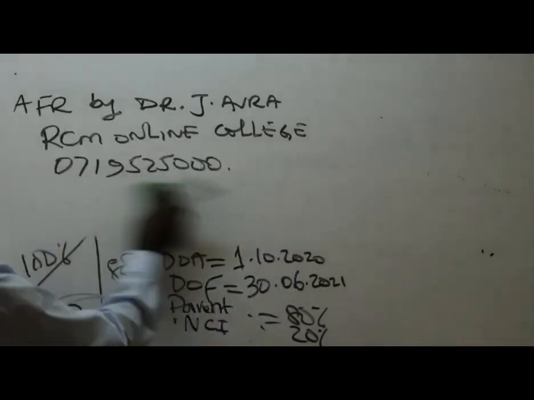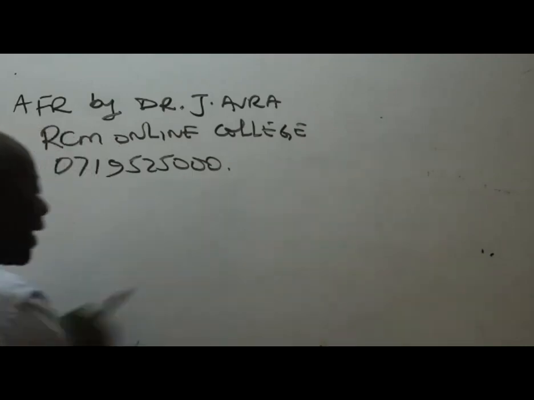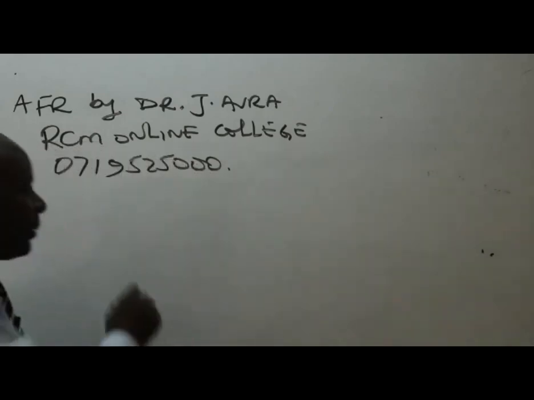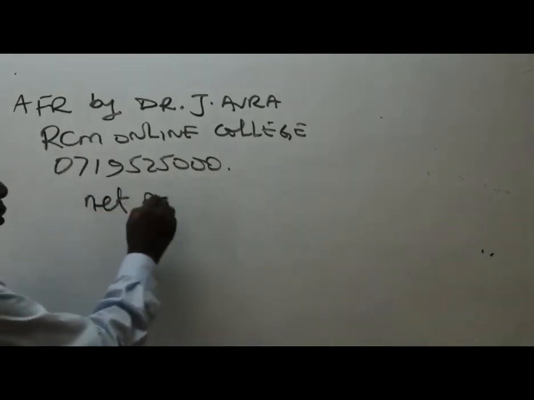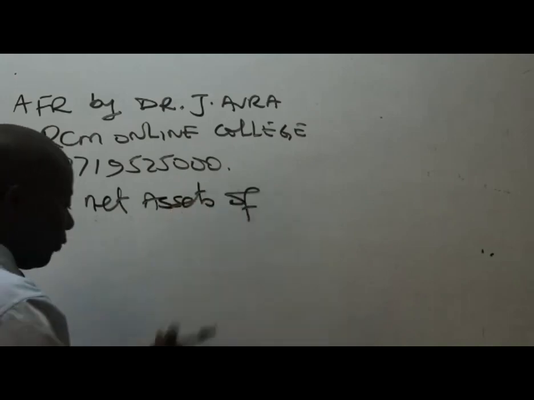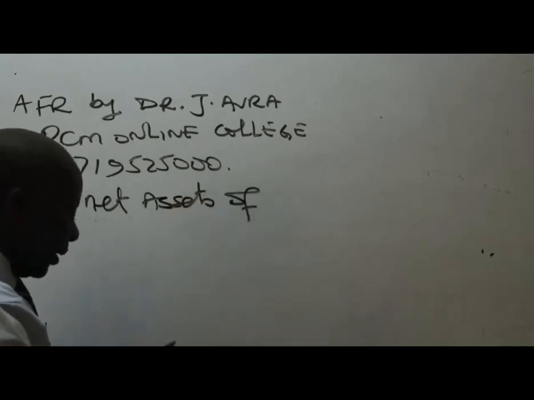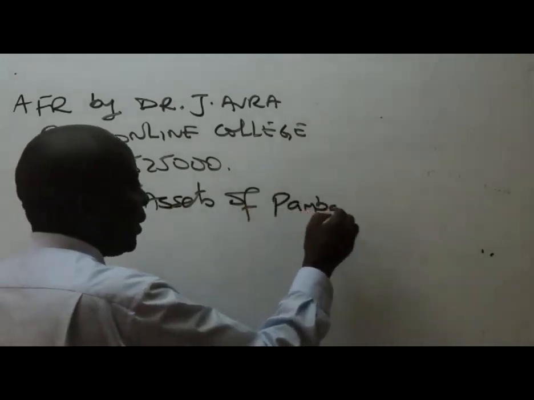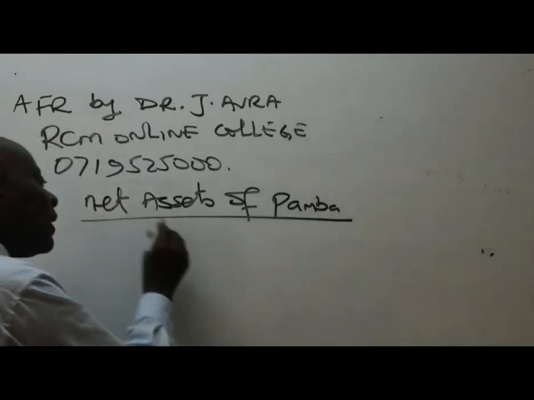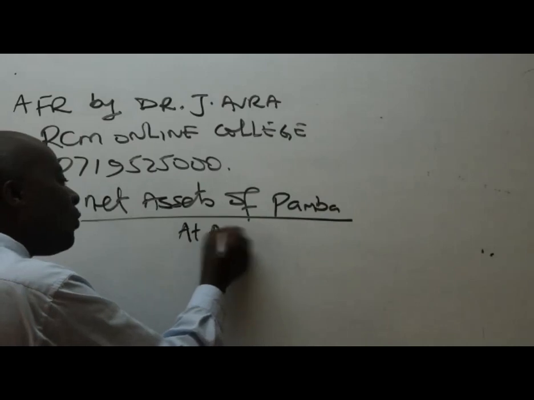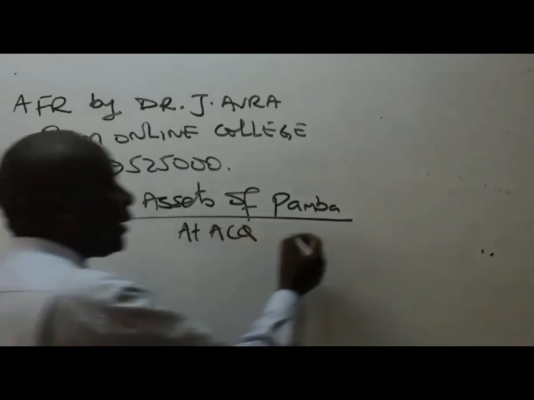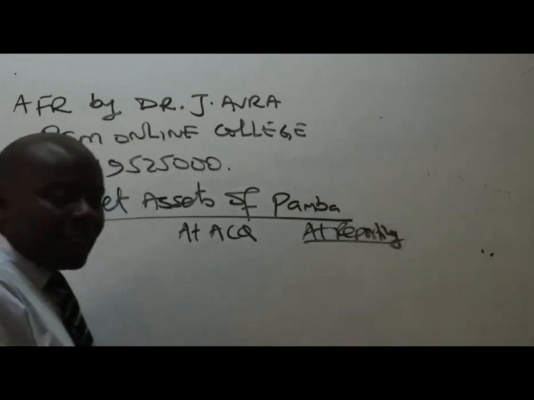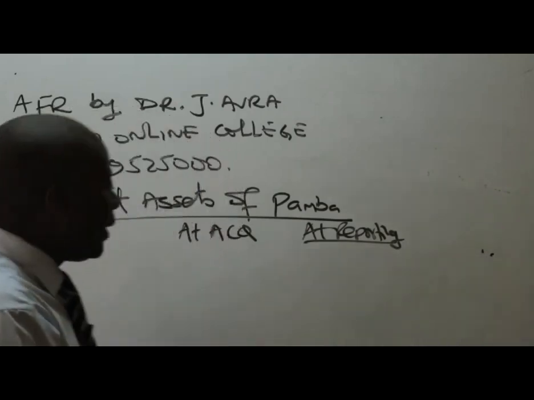So from there, we go to step number two. Step number two, please go ahead and give us the net assets of the two subsidiaries. You can combine, but if I'm the one doing this, I'll compute the net assets of Pamba, the first subsidiary, first of all, and do them separately. I'll give the net assets of Pamba at the date of acquisition and at reporting date.